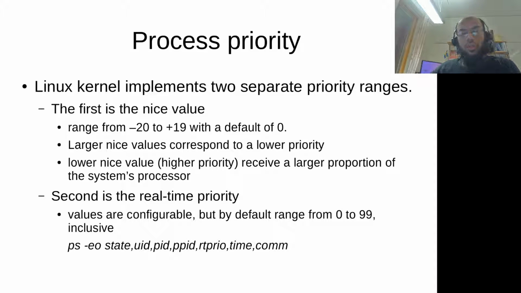The values are configurable, both of them basically. The first one, the values are configurable between -20 and +19. The second one has a default range between 0 and 99, but you can change the default range. So maybe you want to start from 1 to 10 or something, and 0 to 99 inclusive. That means that 0 is included and 99 is included. And you can use ps -eo state,uid,pid,ppid,rtprio,time,comm to basically get the priorities. You can say that rtprio is the real-time priority, and these will describe to you different properties of the process that you're running.